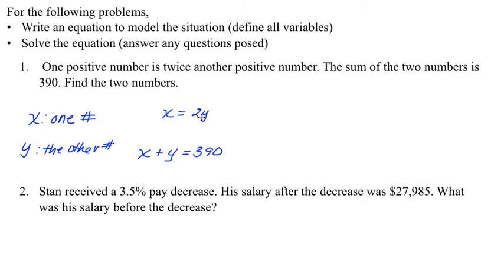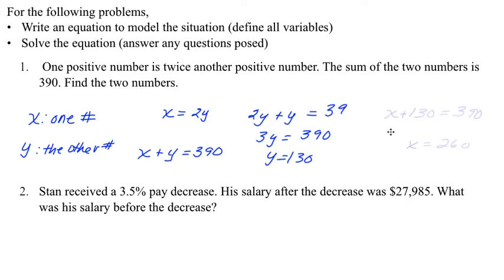Now we can substitute x is 2y, so we can just replace this x right here with 2y. And we get 2y plus y equals 390. Combining our like terms, we end up with y equals 130. It says find the 2 numbers. I found one of the numbers, so I need to substitute that back in to get the second number. So I'll get x plus 130 equals 390, and x is 260.